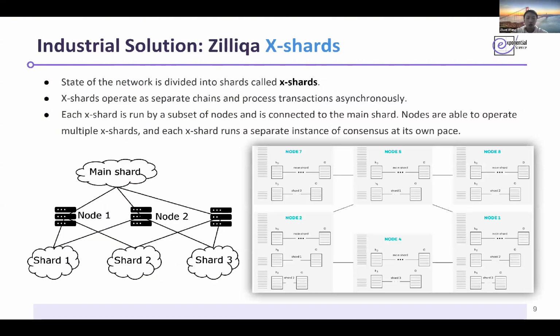Finally, there is the Zilliqa X-shard solution. What makes it different is that the nodes in the network can belong to multiple shards at the same time and process transactions from different shards concurrently. This allows the network to scale its throughput dynamically depending on the needs of the application built on its infrastructure.